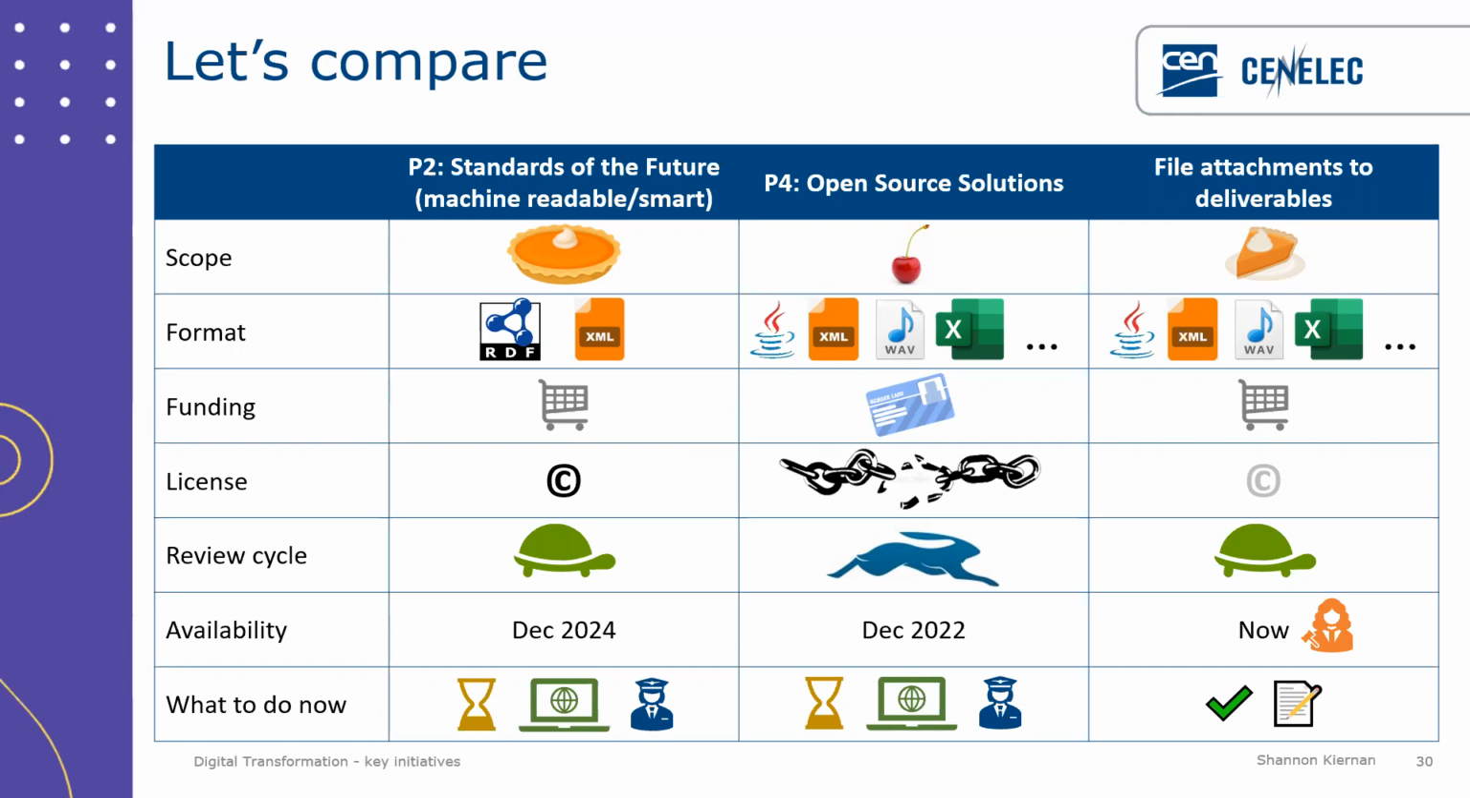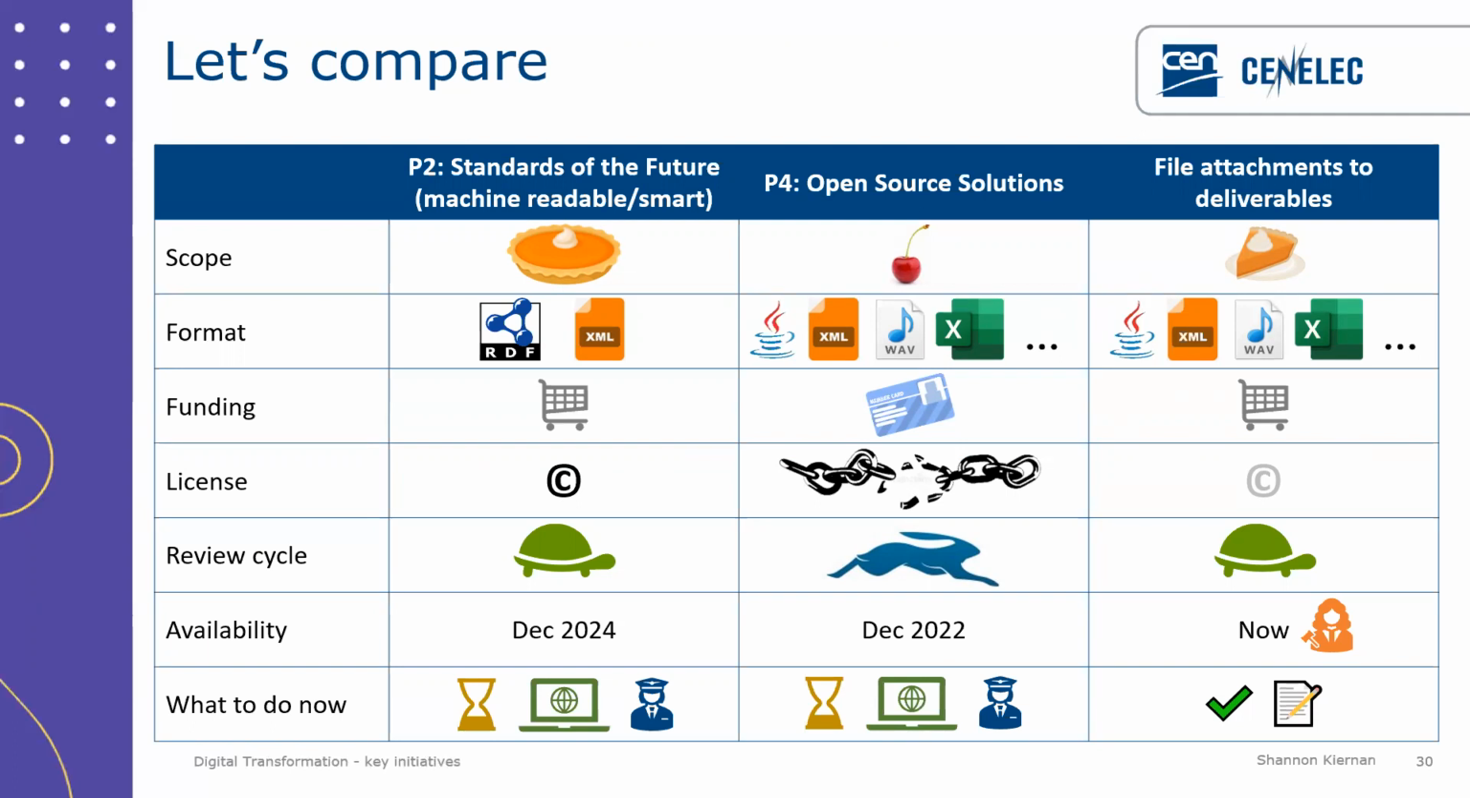For open source solutions and file attachments to deliverables, however, it is very open. So yes, we have some guidelines: it should be widely accepted, and it should preferably be non-proprietary. But the list of file formats that exist in the world is constantly increasing. There are always more file formats being created. So even if we did create a list of what's approved or not, it would still be continually updated in the future. So much more flexibility there.